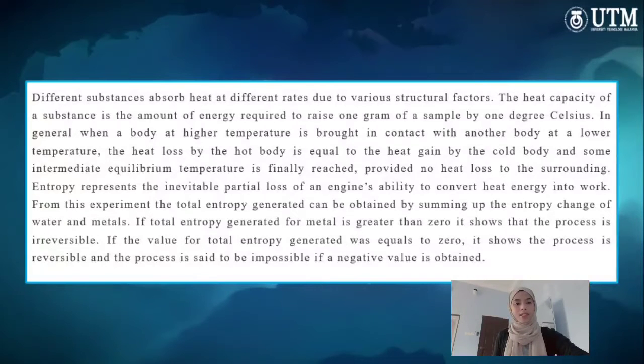Entropy represents the inevitable partial loss of an engine's ability to convert heat energy into work. From this experiment, the total entropy generated can be obtained by summing up the entropy change of water and metals. If total entropy generated for metal is greater than 0, it shows that the process is irreversible. If the value for total entropy generated is equal to 0, the process is reversible, and the process is said to be impossible if a negative value is obtained.